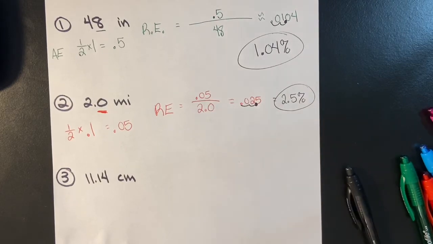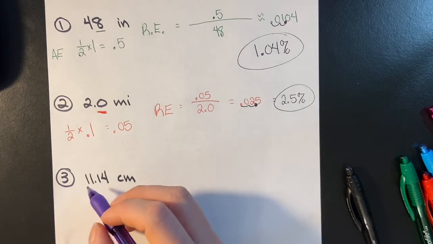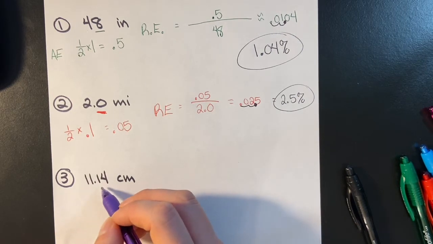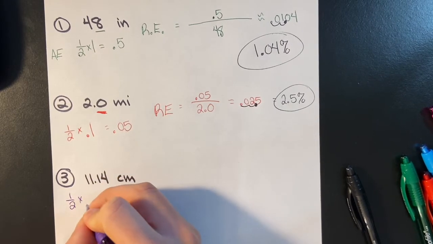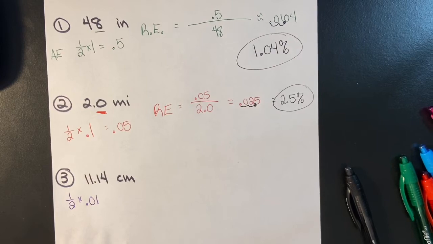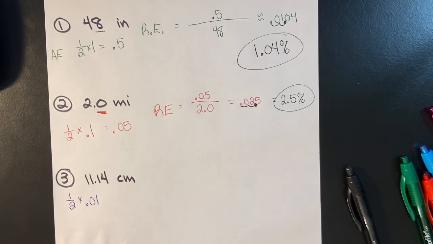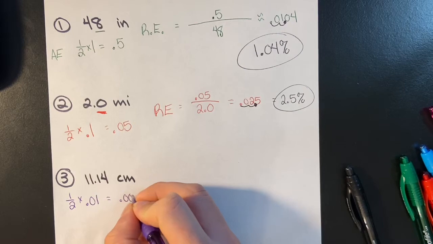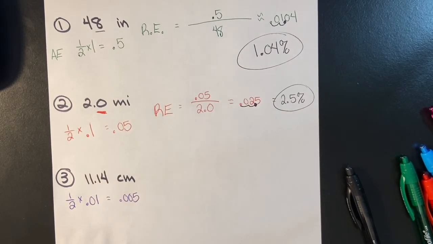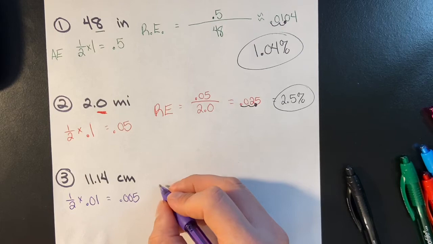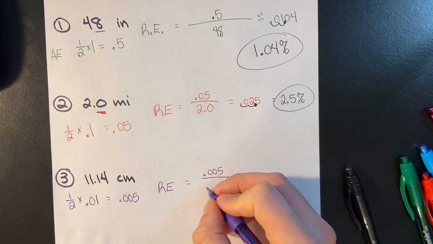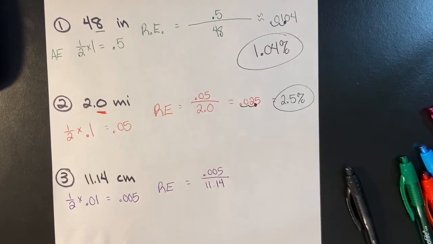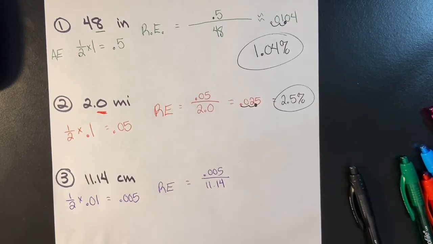One more. My number is 11.14, or 11 and 14/100ths. So my absolute error is going to be half of a 100th. And half of a 100th is going to be 0.005. So the way I calculate my relative error is I do 0.005 divided by 11.14. The absolute error divided by the expected measure.